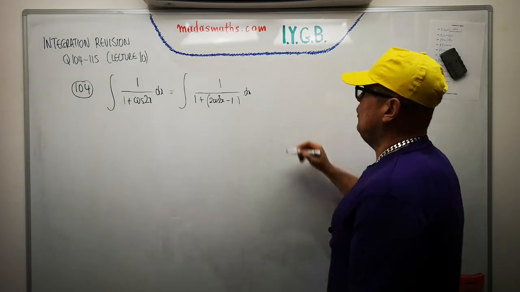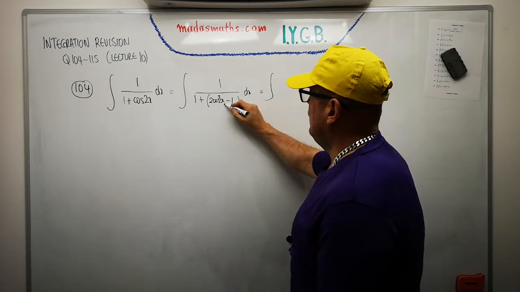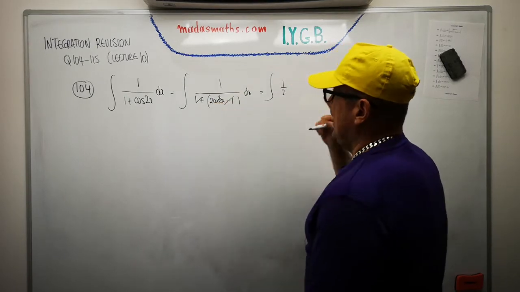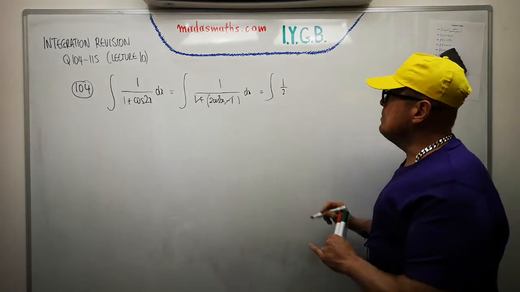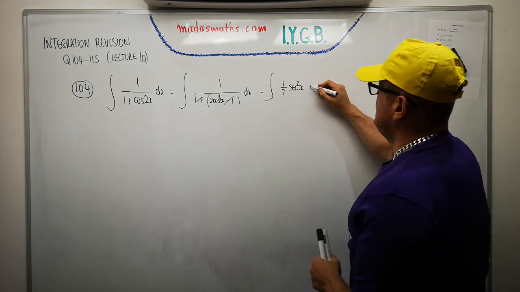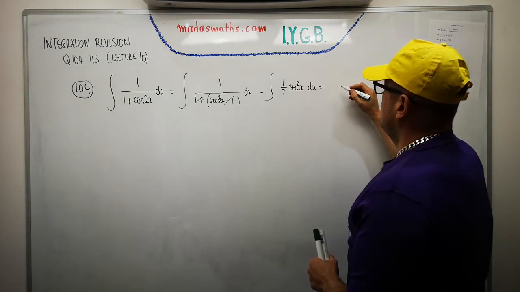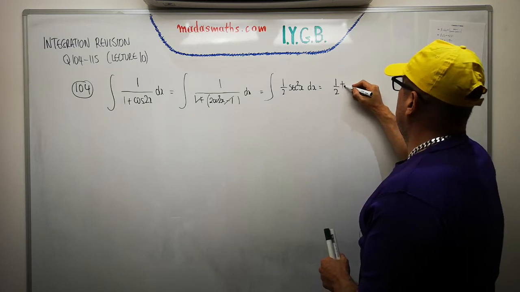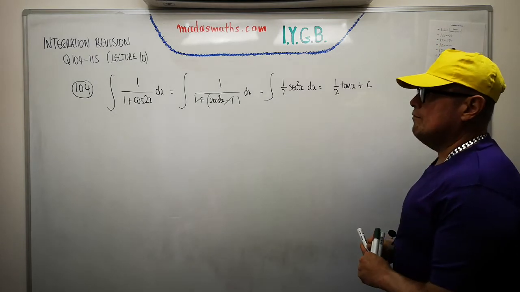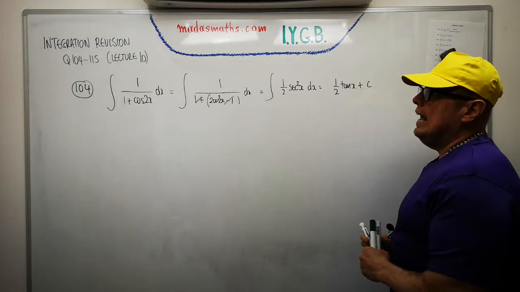The ones will cancel. So what I'm going to end up with is 1 over 2, and the cos squared at the bottom is very nice because of course it is simply a sec squared of x dx, and therefore this will be simply a half tan x plus c. Nothing else to write. Very, very simple once you spot that.